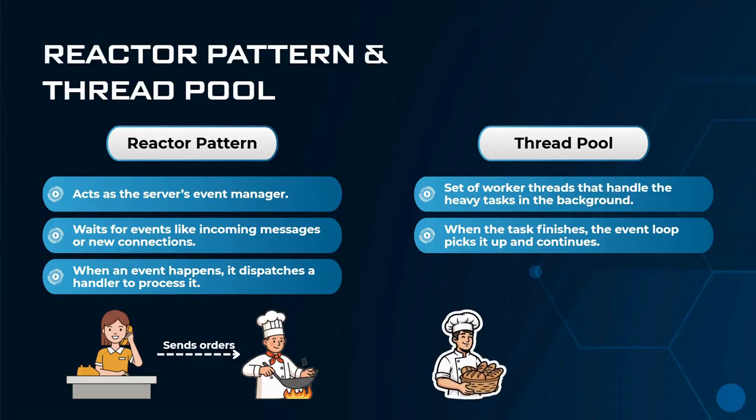With a thread pool, the chef has an assistant chef for heavy dishes. The chef keeps handling new orders while the assistant cooks. When a dish is ready, it's served. Together, the event loop, async patterns, and thread pools let servers handle thousands of tasks efficiently.